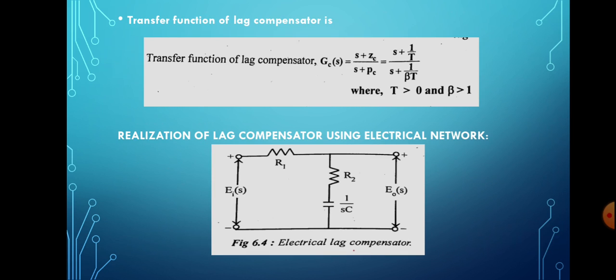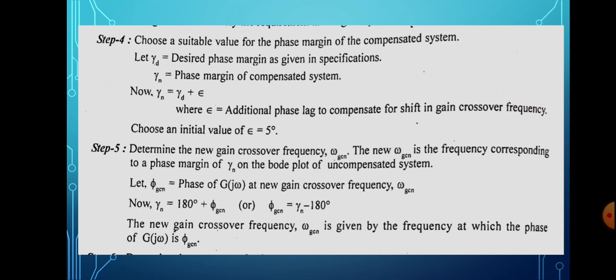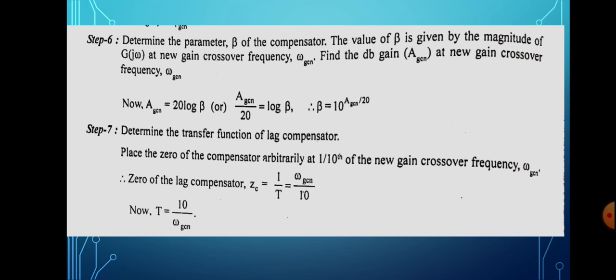See, this is its form. See, this will be its form. Okay, so you have to find out the value of beta in order to find out the Gc of s. Once you get the beta, you can go to the next step, that is step 7.